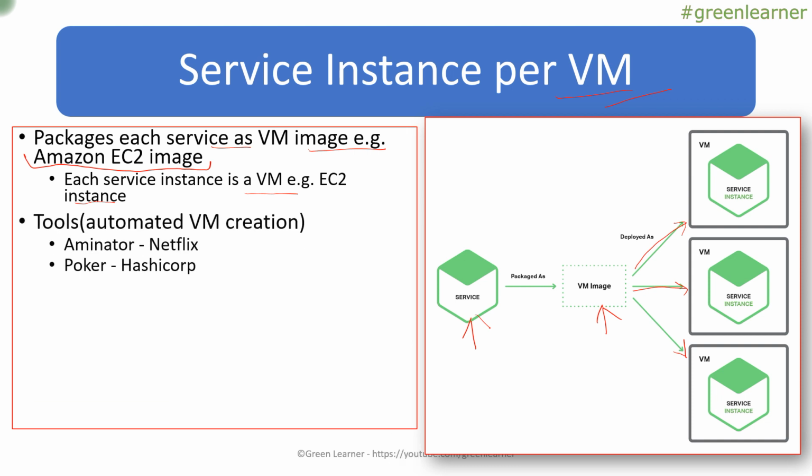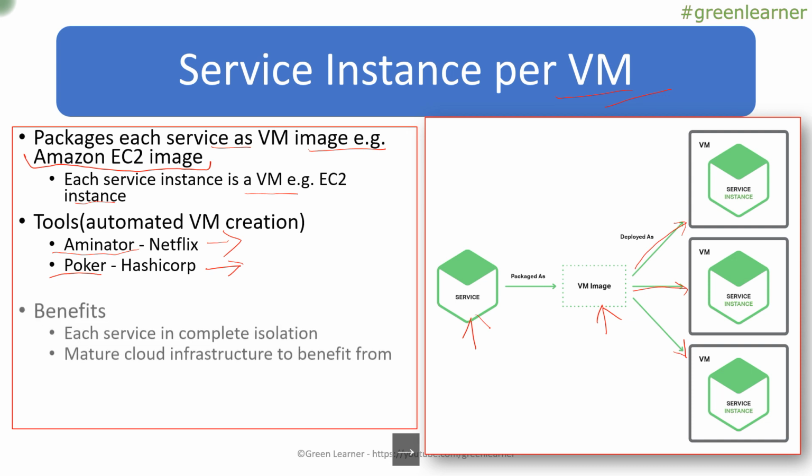There are lots of tools for VM creation. One is Packer, which is used by Netflix, and then we have Vagrant, which is provided by HashiCorp. Both of those can be used to create the VM and package the services into that. So let's see the benefits of this one.